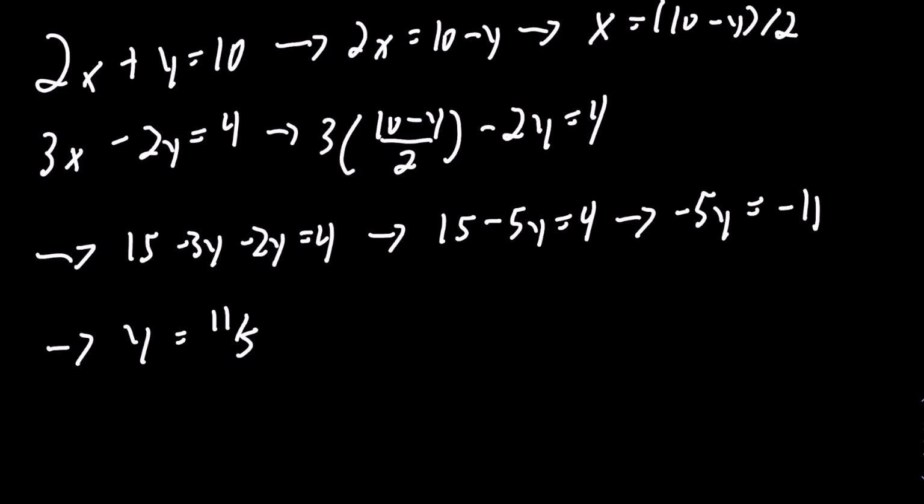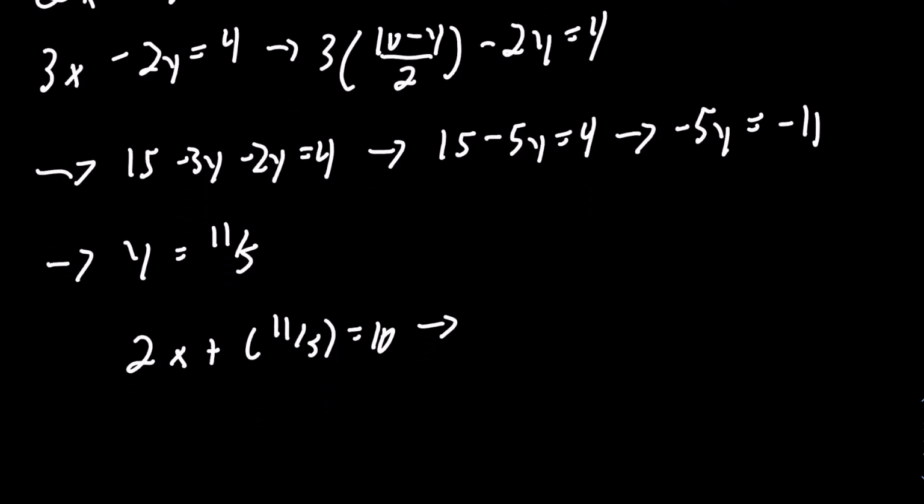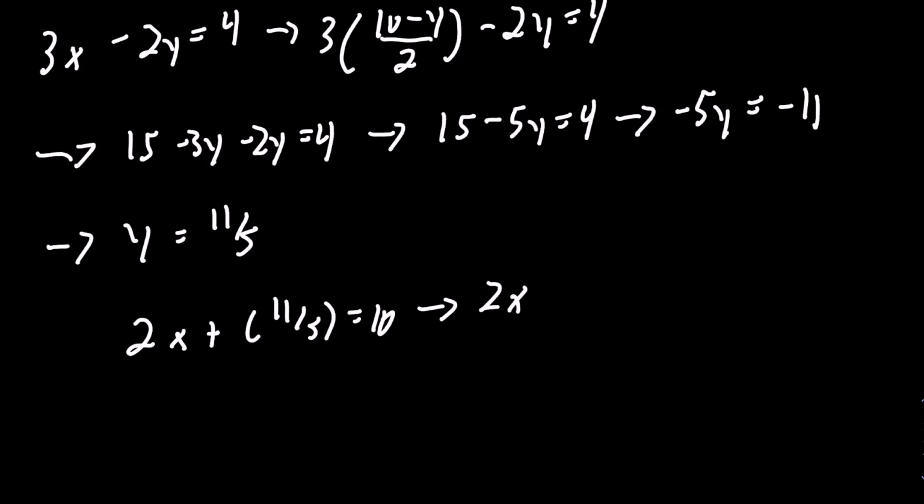Now that we have the value of y, let's plug it back into equation 1 to find x, where we get 2x plus 11 fifths equals 10. Now, let's subtract the fraction on both sides, where we get 2x equals 10 minus 11 fifths. We can then simplify the expression on the right side of the equation to yield 39 fifths, and divide that by 2 to isolate x. So we get 39 over 10.